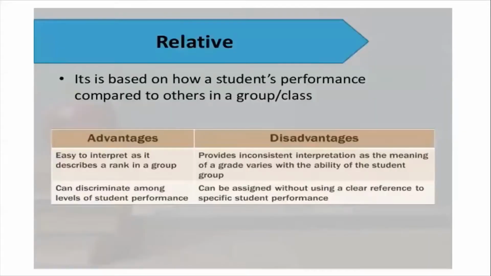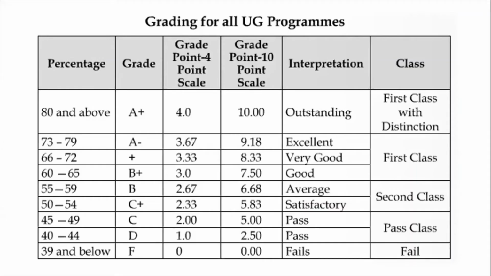We have here an example of absolute grading. I think this is what we are using in the university or even in DepEd. Like if we have a grade of 80 and above, that's 4.0 for some, it's outstanding, something like that. If you have 73 to 79, it's excellent, something like that. So we have a scoring range, and then we have an interpretation to that. That's absolute grading.